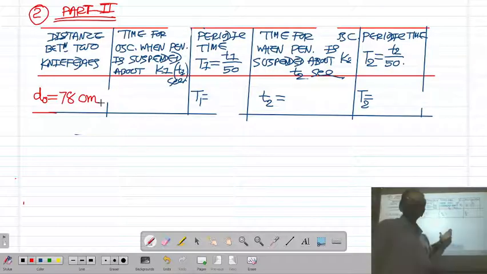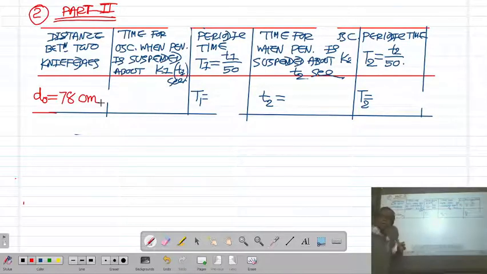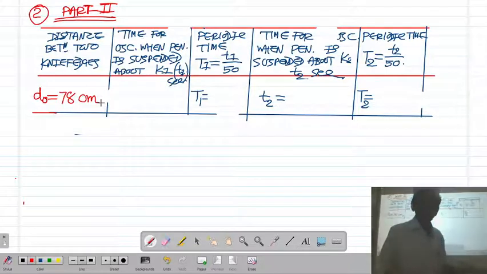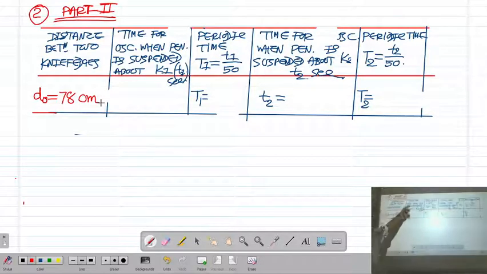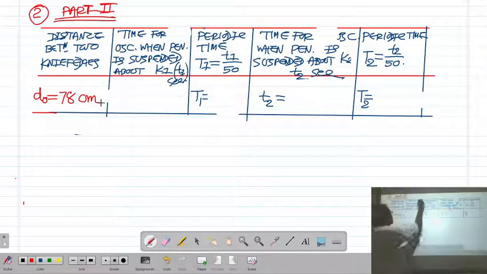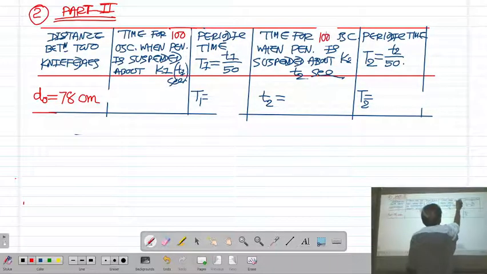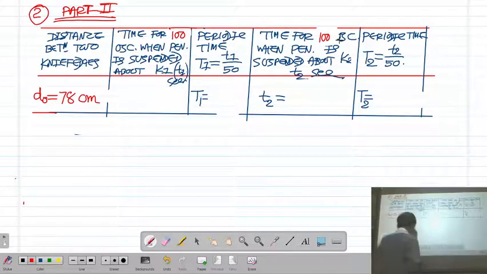As I have shown you in the graph, at the point of crossing, at the point of intersection of the T1 line and T2 line, the distance between two knife edges is 78 centimeter. Now set the distance between the K1 and K2 knife edges to 78 centimeter, and for this in part 2 you have to take only one observation, but that is for 100 oscillations.